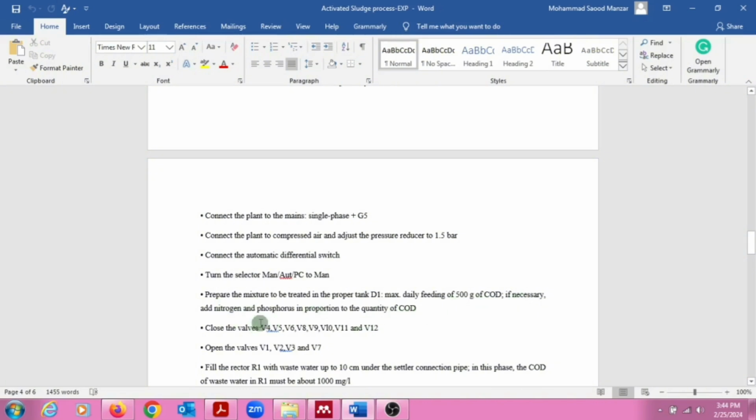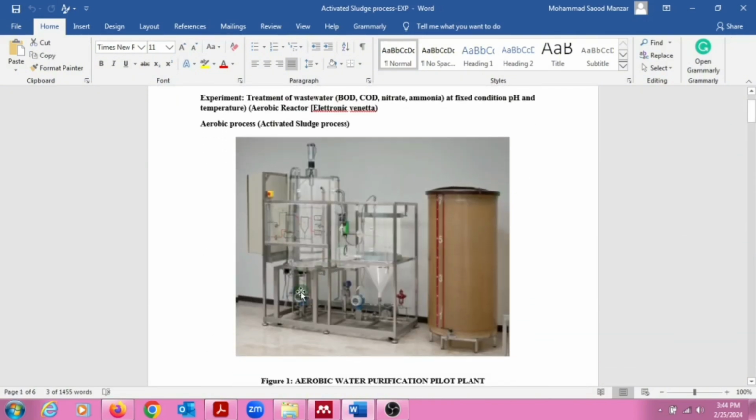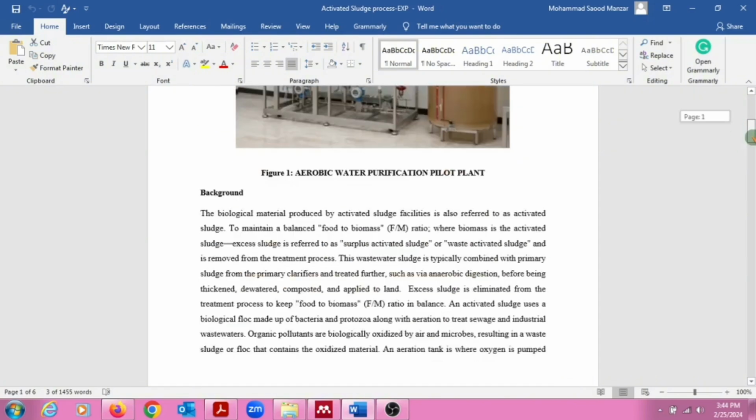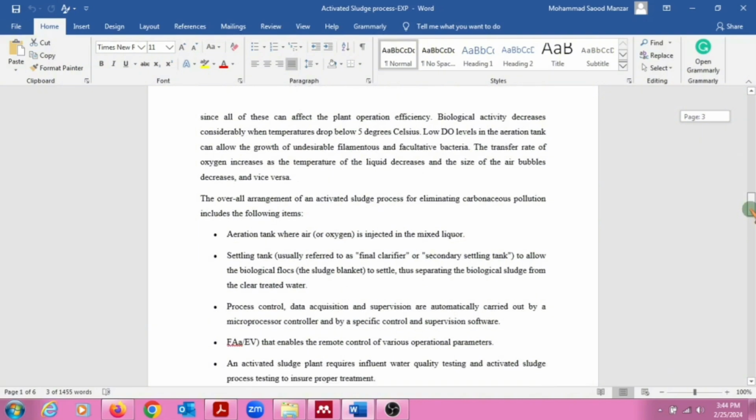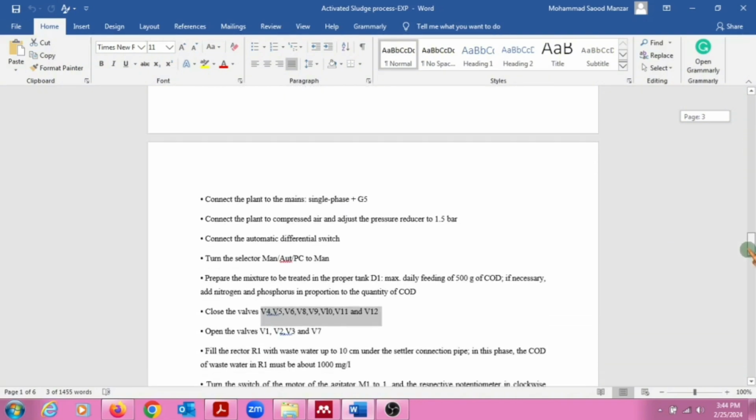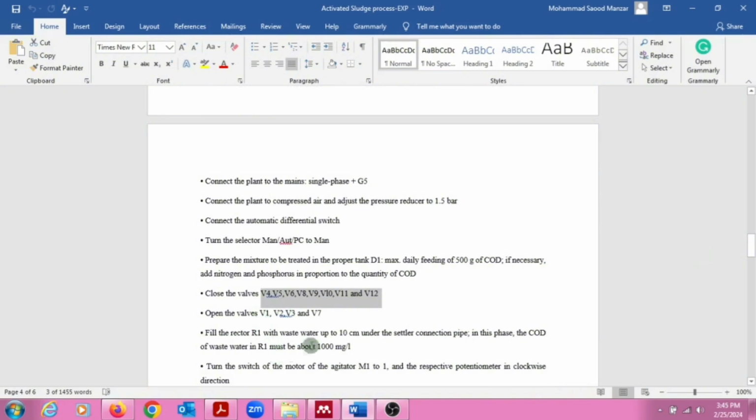Okay, now we have to check these valves are closed. These valves are connected at the bottom, so make sure these valves are closed. Now after that, we have to open these valves, and then we have to fill the reactor with water up to 10 centimeters under the settler conduction pipe. In this phase, the COD of the wastewater must be around 1000.